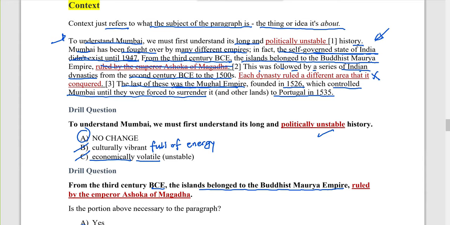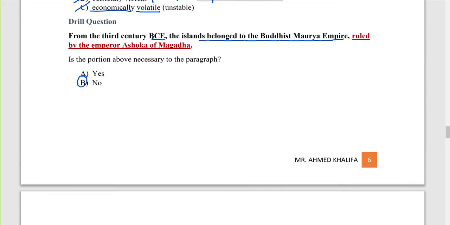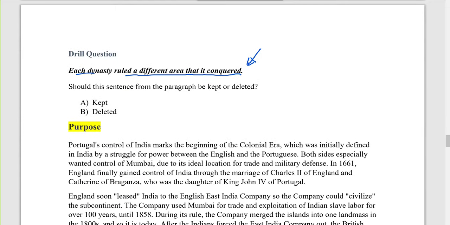That's the flexibility. That's the open-mindedness. You need to think about it this way. I know it is very challenging for some, but tell yourself: the main idea of the whole paragraph is what? It is about listing the empires that colonized India and its rulers, okay? Thank you, Nayira. But we don't need a sentence like that because it should not be within that paragraph. Hopefully you understand. I'll go for deleted.